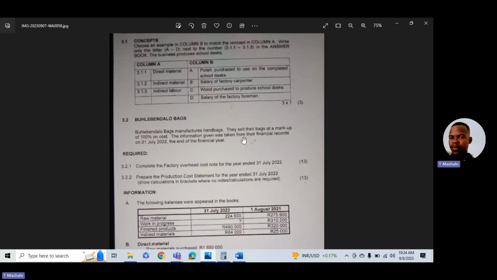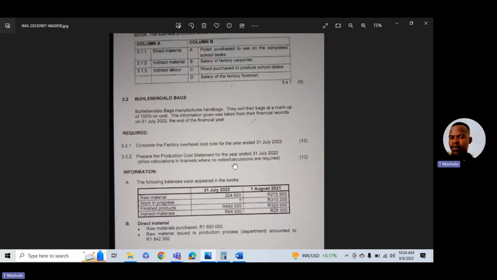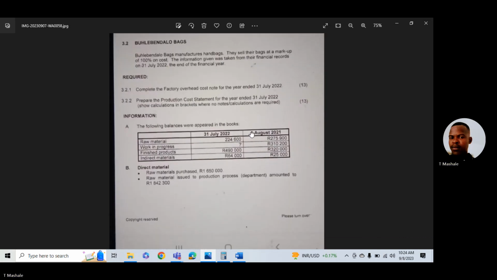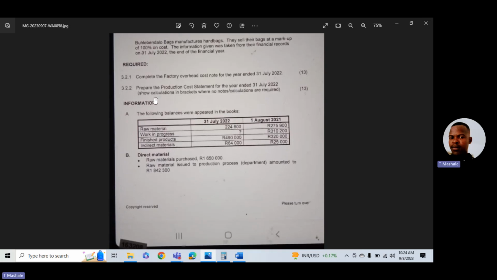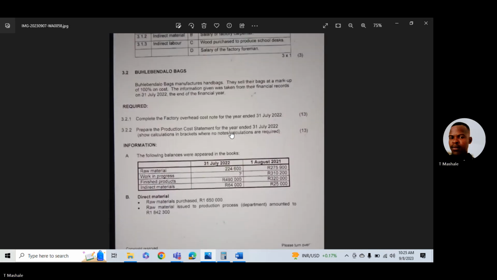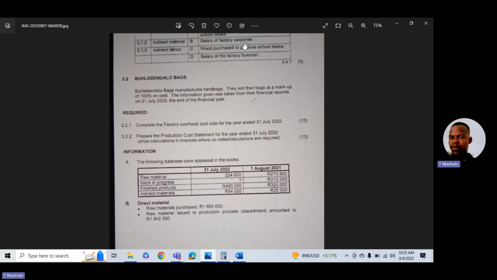One of the learners in grade 12 has requested me to calculate the indirect labor on this question paper. That is in requirement number 3.2.1, whereby they have requested that you complete the factory overhead cost note for the year that ended 31st July 2022. 13 marks there. I'm sorry, I cannot highlight on this because it was just sent as an image.